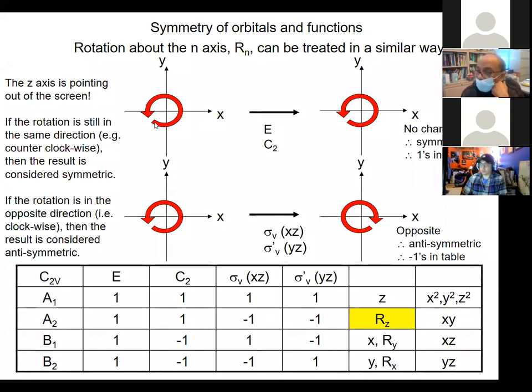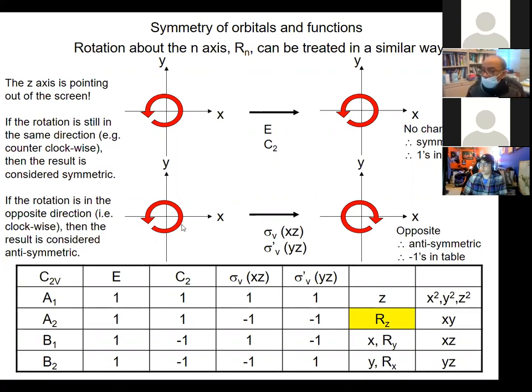So now if I have an object that looks like this, if you do nothing, again, the sense of rotation does not change. And if we were to do a C2 operation, which is now z-axis coming out of the screen here, and if you rotate anti-clockwise, again, no change. So E and C2 are +1s.